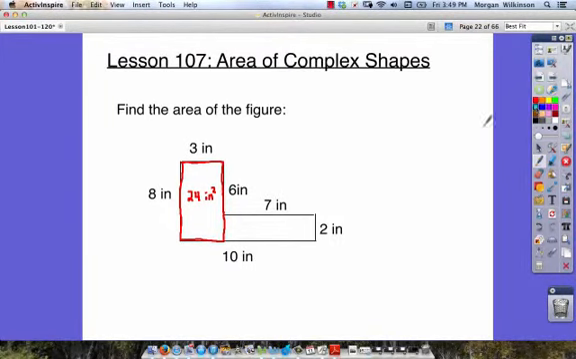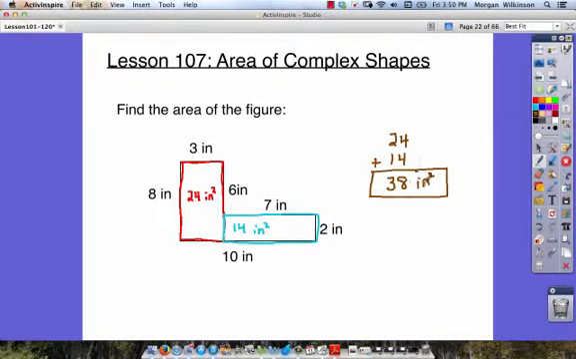For our other side, let's use light blue. The other piece of our complex shape, and it's called a complex shape only because it's made up of more than one piece. Well, the length is 7, and the width is 2, so the area must be 14 square inches. We can add those together to find our final answer. 24 plus 14, well, there's no carries there, so we must have 38. And it must be 38 square inches because we're talking about area. We've got our answer, we've got it boxed, we've got our label, we can move on to our next question.